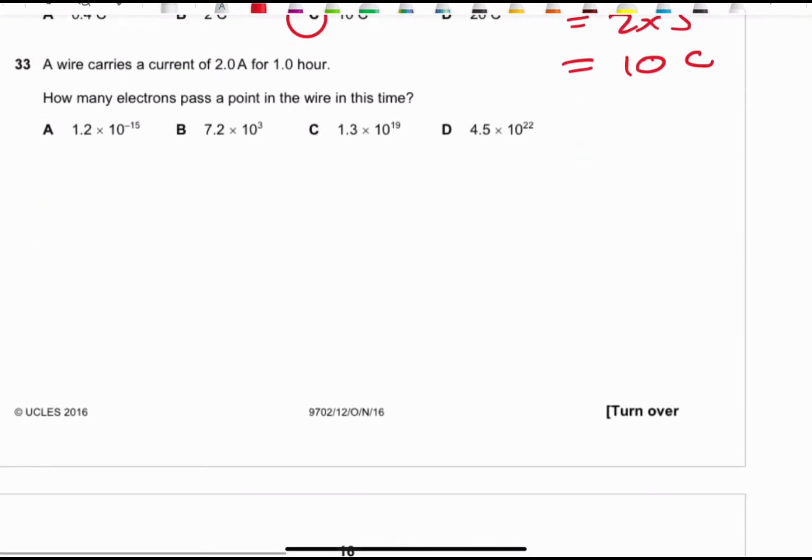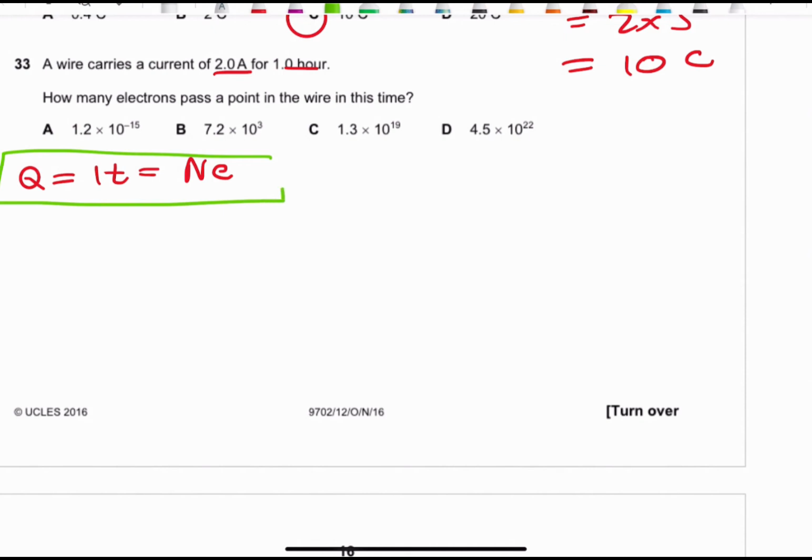Moving to question 33. A wire carries a current of 2 amps for 1 hour. How many electrons pass through this point, right? So it's a question with regards to the number of electrons that are going to pass a specific point once you've been given the current and that particular thing. Okay, so we know that Q is equivalent to IT and IT is equivalent to NE. This is golden, guys. This is going to solve any problem that deals with the number of charge carriers that you're going to talk with, right?